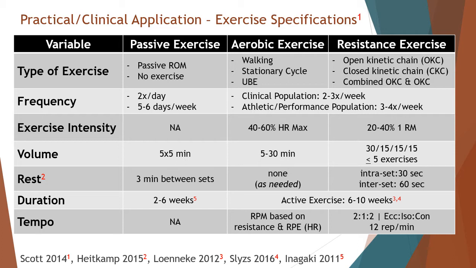The frequency for passive exercise, you want to be doing this twice a day, which is obviously not feasible at times unless the patient invests in their own cuffs, which I've had several patients do to date. Additionally, you want to be doing it 5 to 6 days per week. Aerobic exercise and resistance exercise for clinical populations is appropriate 2 to 3 times per week. For athletic and performance populations, higher frequency has also been shown to be effective at 3 to 4 times per week. Exercise intensity, the passive is not so much.